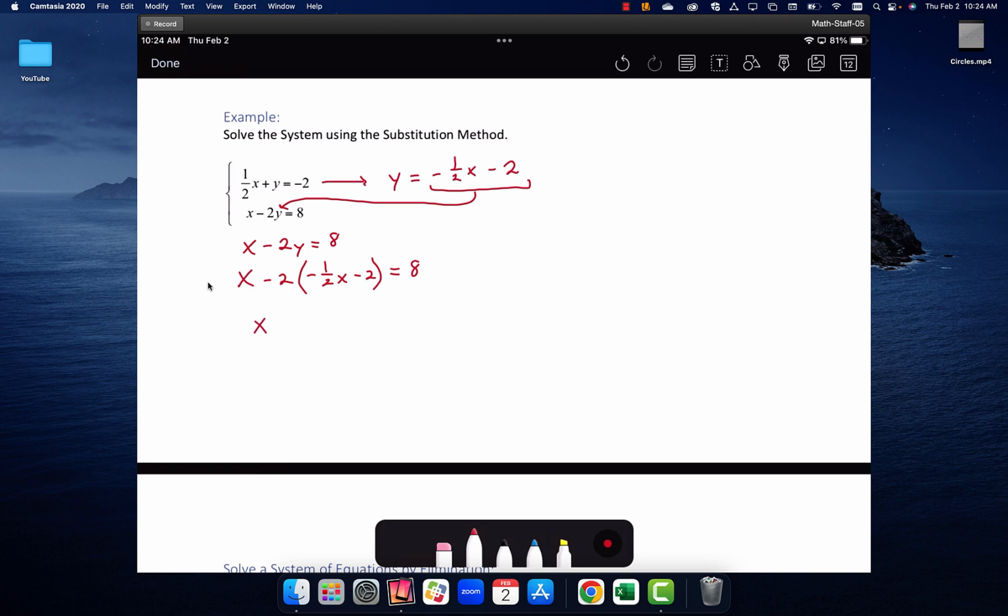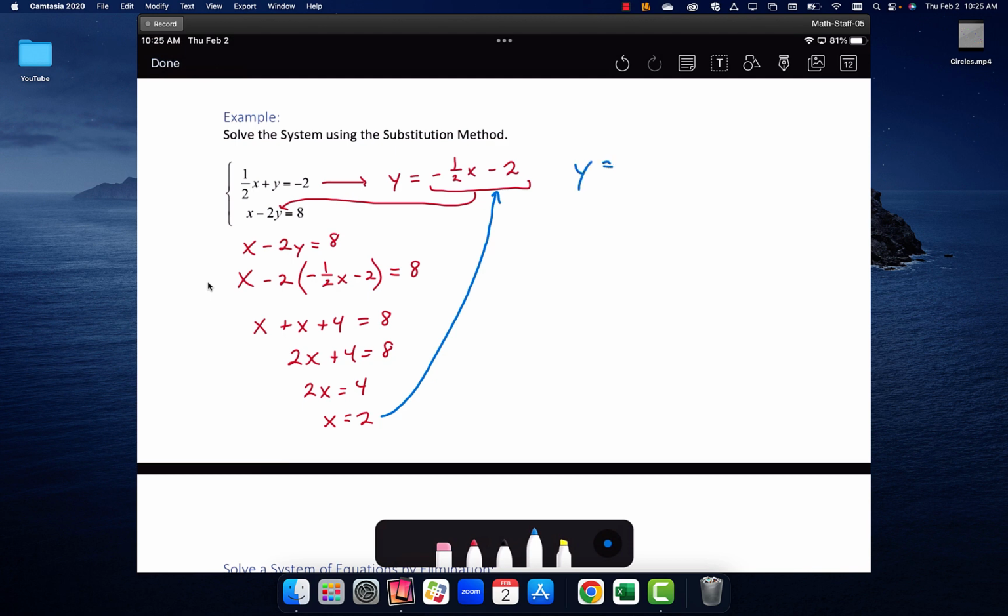So we'll distribute the negative 2. We get x plus x plus 4 equals 8. 2x plus 4 equals 8. 2x equals 4. And x is equal to 2. So we now know what x is. Now we need to figure out what y is. Plug it back in.